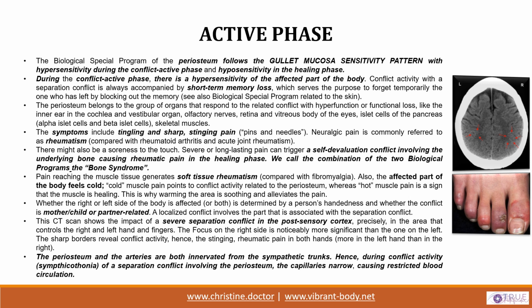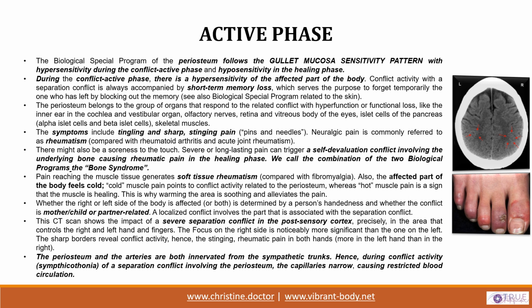The periosteum belongs to the group of organs that respond to the related conflict with hyperfunction or functional loss, like the inner ear in the cochlea and the vestibular organ, or the olfactory nerves, the retina, and the vitreous body of the eyes, as well as the islet cells of the pancreas and the skeletal muscles. And the symptoms include tingling and a sharp stinging pain, and this neuralgic pain is commonly referred to as rheumatism. There might also be a soreness to touch.